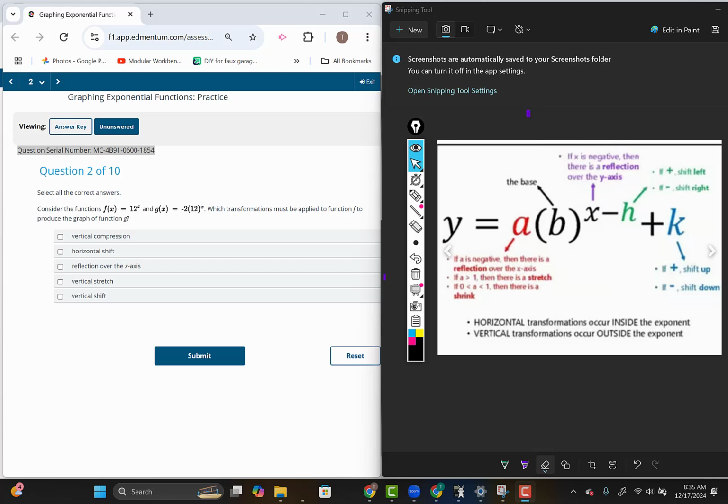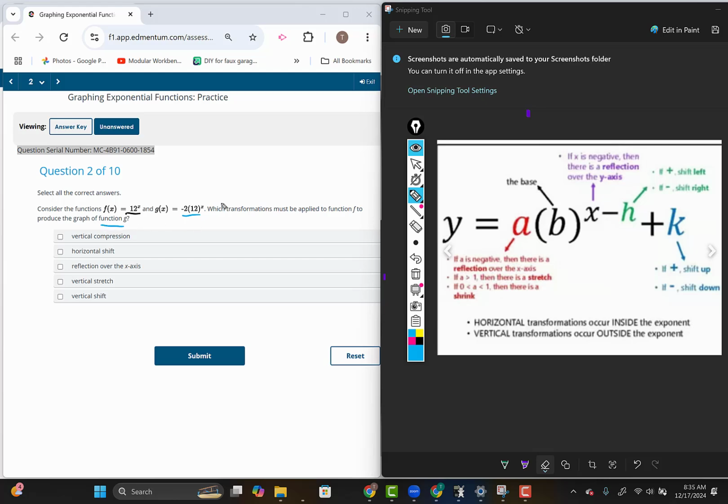Question 2, consider the functions f of x equals 12 raised to the x power and g of x equals negative 2 times 12 raised to the x power. Which transformation must be applied to function f to produce the graph of function g?